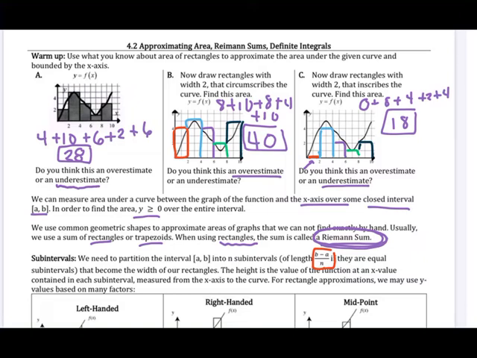You will not always be asked to have equal subintervals. Sometimes you will be specifically told not to have equal subintervals. But if you are asked to have equal subintervals, that's how you find them. The height was whatever the y value was in that particular x region, based on the way that we set up our rectangles. There are a handful of different ways that we could set up those rectangles, and that's what we're going to explore next.